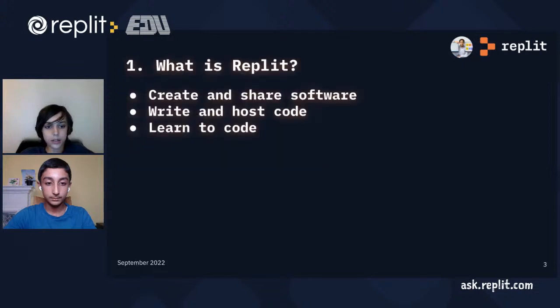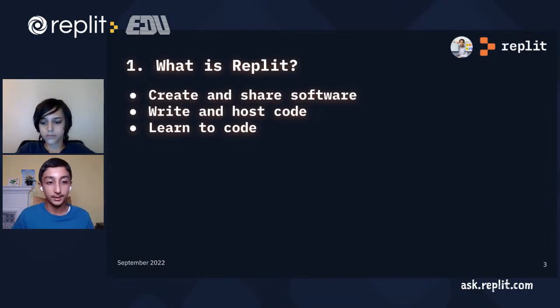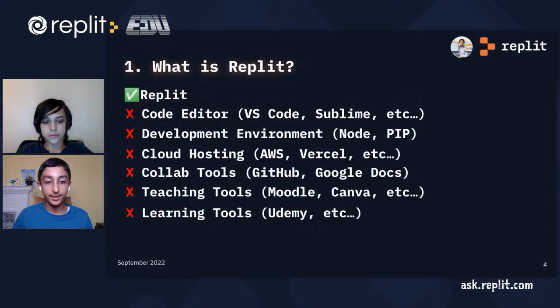So, yep. So let's start off with what is Replit. Replit is a platform where you can create and share software, you can write and host code, and you can learn to code all in one platform. And on this slide, it shows that all you need is Replit. Replit replaces code editors, development environment, cloud hosting, collab tools, teaching tools, learning tools. Replit moves all of that out of the way and has all those features built into this one platform.